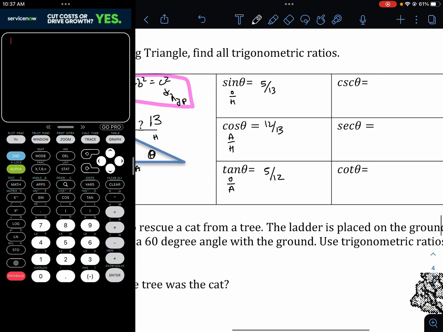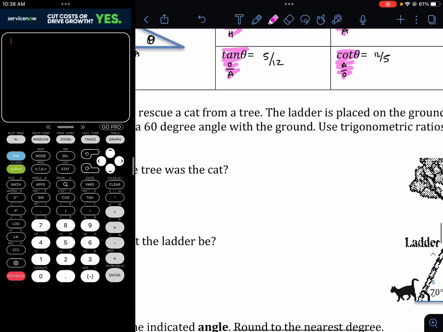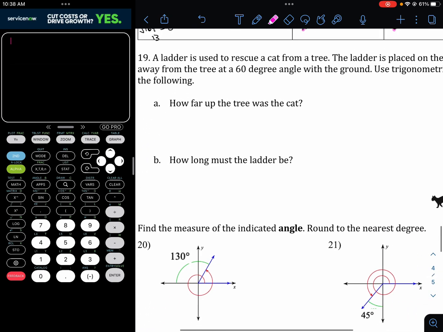And the nice thing about all these is cosecant. Sine starts with S, cosecant, it's the reciprocal. We're just going to switch everything over. H over O, 13 over 5. H over A is going to be 13 over 12. And cotangent, A over O, is going to be 12 over 5. If you don't have them on your note card, highly recommend writing down all those trig functions for yourself.